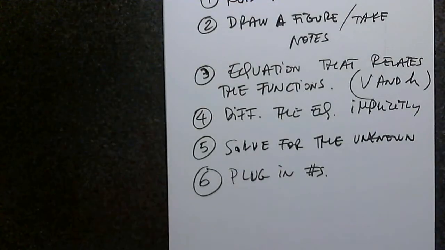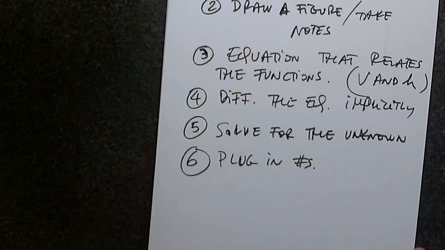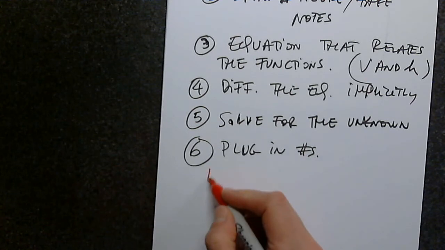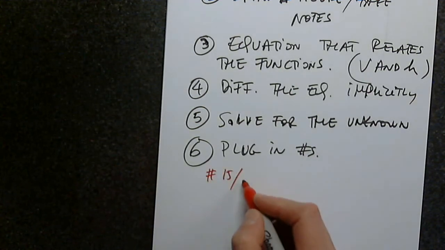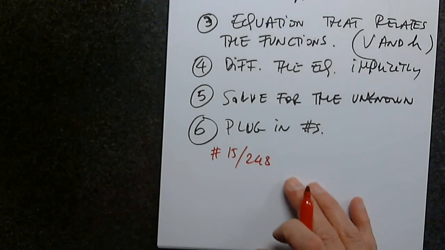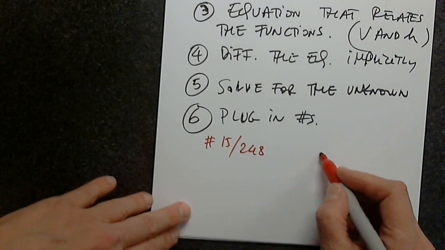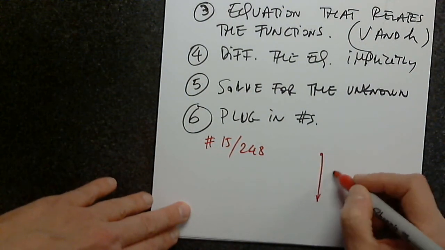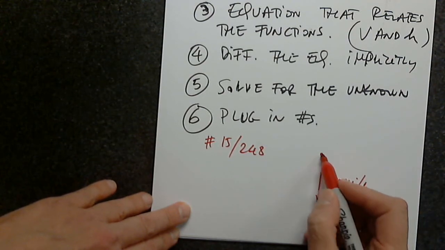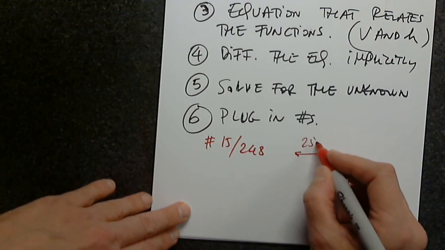How fast is the distance between the cars increasing 2 hours later? I'll draw a figure. I kind of have an idea of what's happening here, but I still have to draw. So this is problem 15 on page 248. One car is moving south at 60 miles per hour and the other one west at 25.